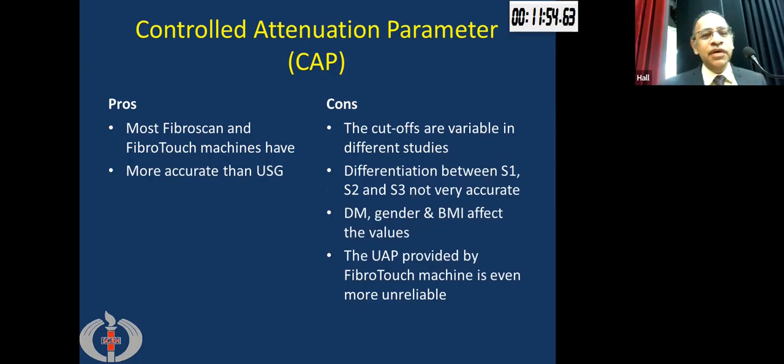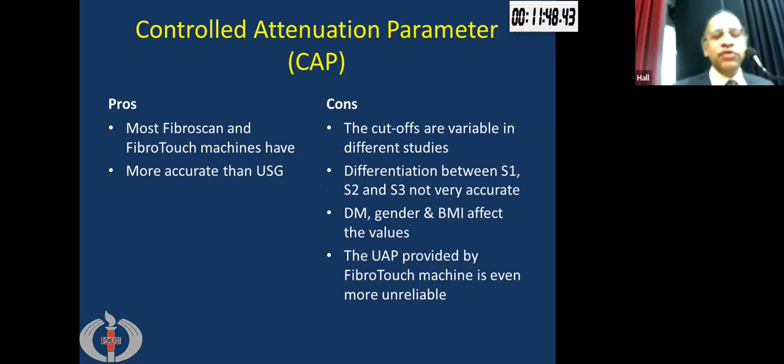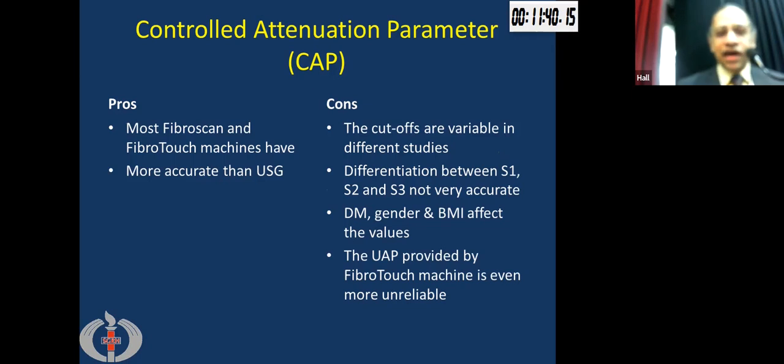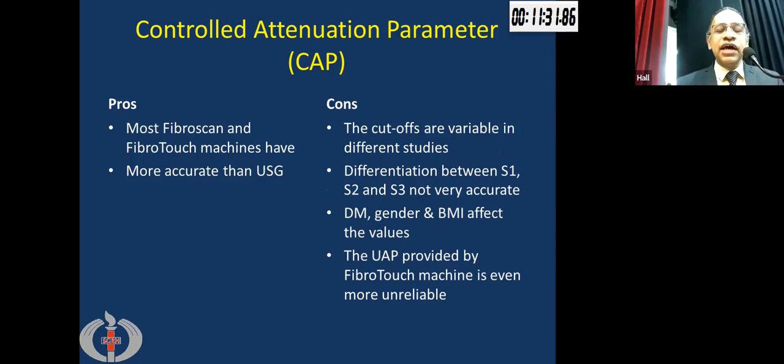Coming to the second modality, that is the controlled attenuation parameter. It is something which is added to the FibroScan. Initially, FibroScan was measuring only the liver stiffness, but now they added something. This also measures the attenuation of the liver. Nowadays most FibroScan machines or Fibro Touch machines would have it. It is more accurate than ultrasound for getting to know how much fat the liver has.